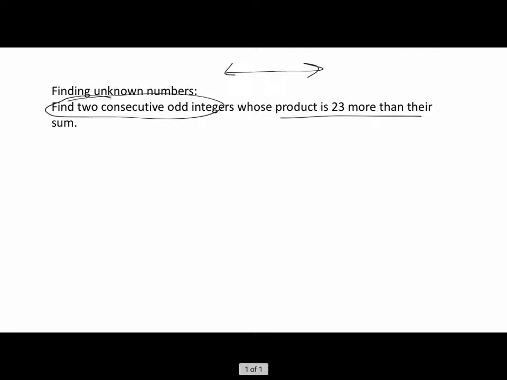Let me imagine them on the number line. The first integer is unknown, but the next odd integer is going to be 2 more than the first. So these are my two odd integers, x and x plus 2. So the product is x times x plus 2, and the sum is x plus 2.